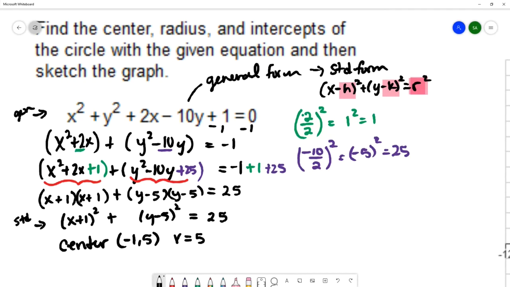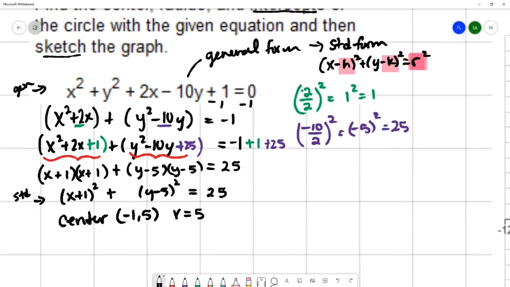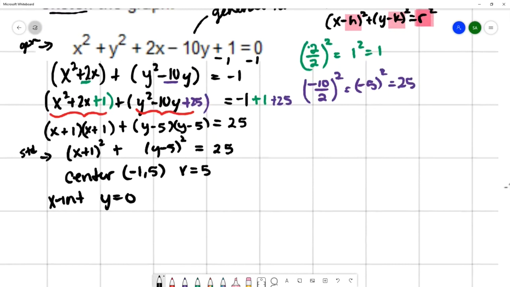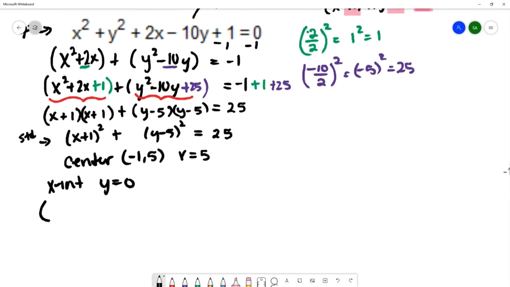We have a little bit more to do. We want to find the intercepts of the circle and also sketch a graph of the circle. So we'll find the intercepts, and I'll use the standard form to find the intercepts because it's a little bit easier. So to find an x-intercept, I'll let y equal 0. So using my standard form, x plus 1 squared plus y minus 5 squared equals 25.